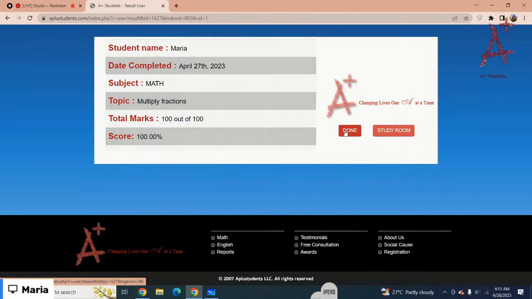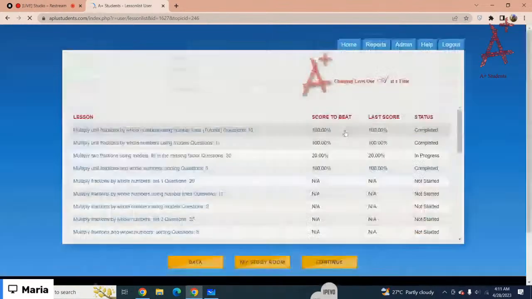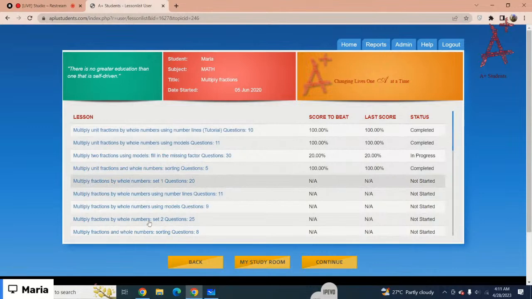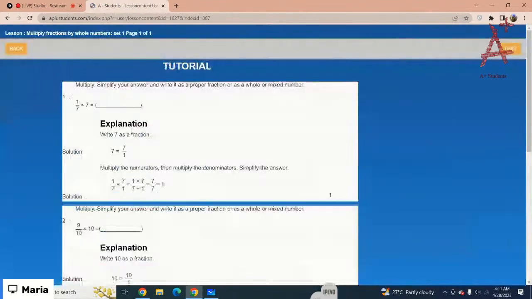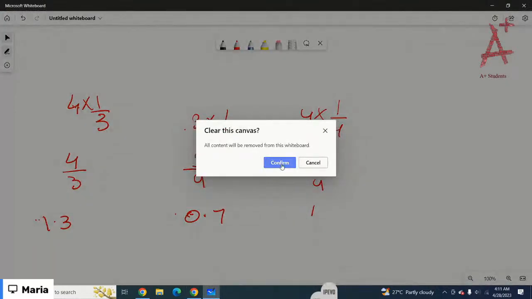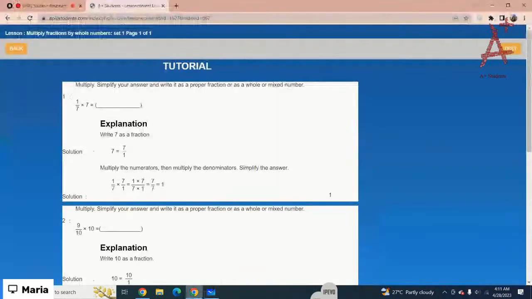Okay, we are done with the test. Let's just move on to the next lesson. Okay, the next lesson is multiply fractions by whole numbers, set 1. Let's just start with the next lesson. Okay, the next lesson is multiply fractions by whole numbers.